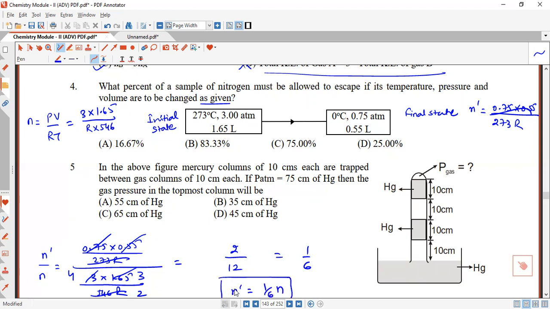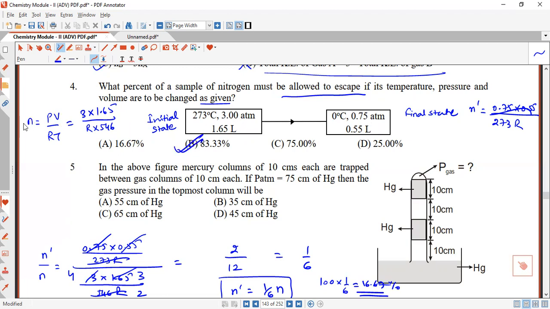It means how many moles are remaining? 1 by 6 of the initial moles are remaining. What are they asking? What percentage of the sample must be allowed to escape? So they are asking how many moles should be escaping. If we say 100% of moles are initially present, then 100 into 1 by 6 is 16.67% present right now. So how many have escaped? 83.33%.